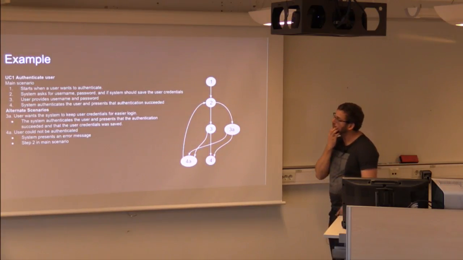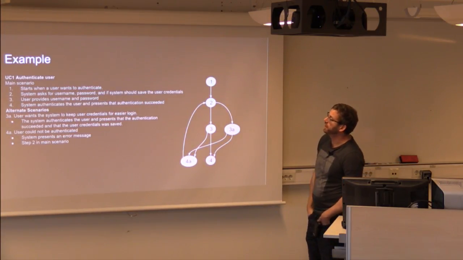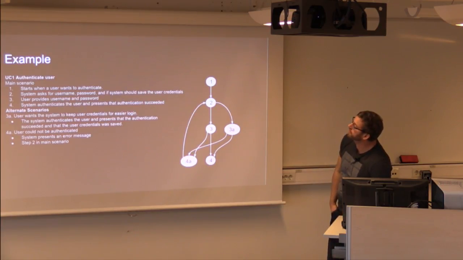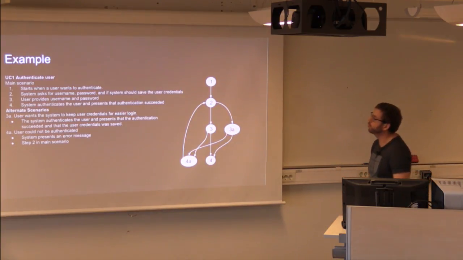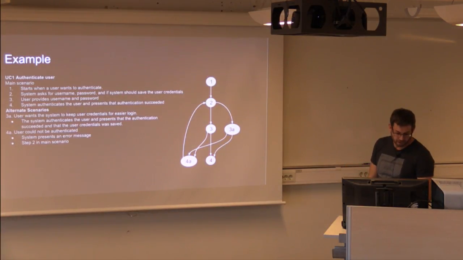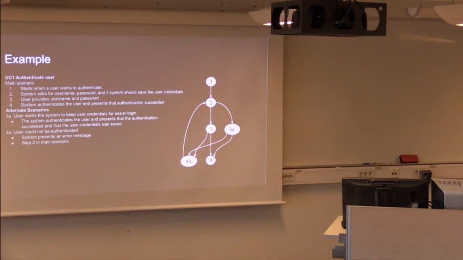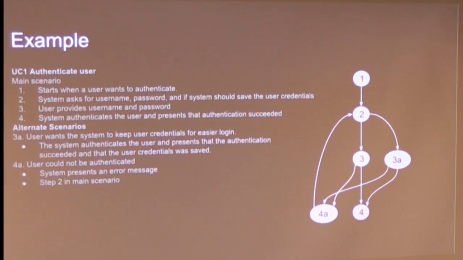So here we have an example. The use case here is called authenticate user. And the main scenario is that it starts in 1. It starts when a user wants to authenticate. The system asks for username, password, and if the system should save their user credentials. That is point 2. And as you can see from point 2, there are 2 different possible ways from that state into number 3, which is user provides username and password, but also 3A, which is user wants the system to keep the user credentials for easier login.